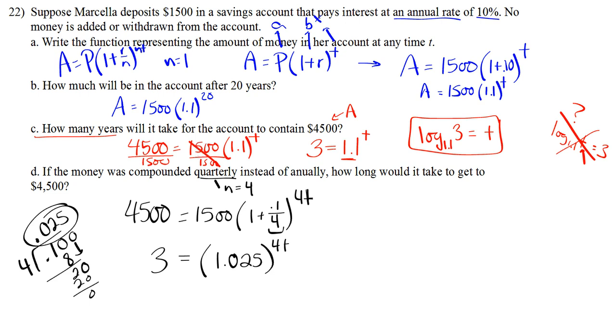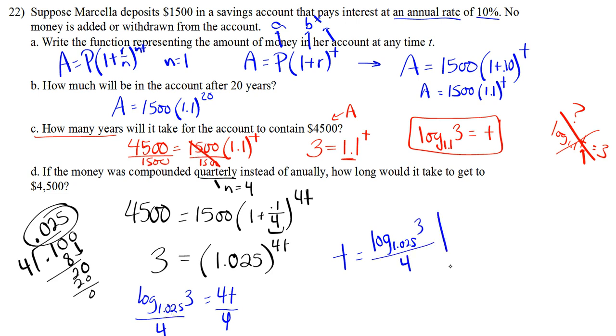So now we've got a variable in an exponent, so we need to get it out. We're going to do log base 1.025 of 3 is equal to 4t. And then we'll divide by 4 on both sides. And you get that the amount of time it's going to take to get there quarterly is the log base 1.025 of 3 over 4. What I'm going to do is, real quick, compare both of those numbers. For this first one, if you had a calculator, you would get about 11.53 years.